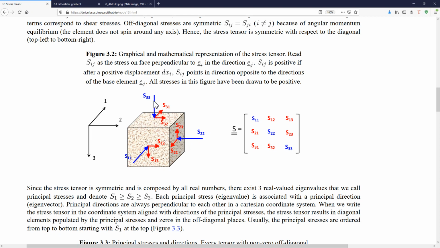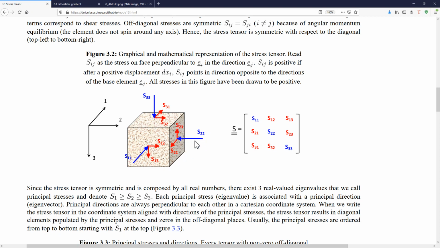And also the subscripts, they refer to orientations. For example, S33 means the stress applied on face number 3 on direction 3. Which is face number 3? Face number 3 is the face which is perpendicular to direction 3, which is this face. The easiest way to define a plane is by defining the normal direction to it. So in this case, this is face number 3. Here, this is face number 1, and this one is face number 2.